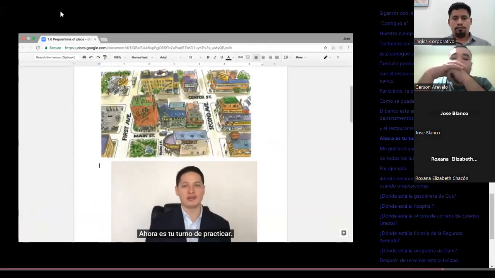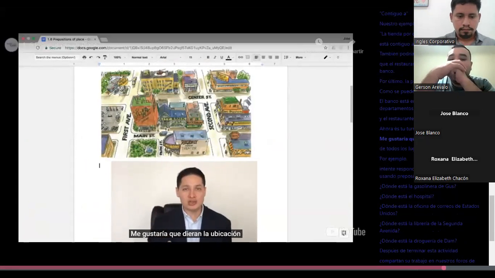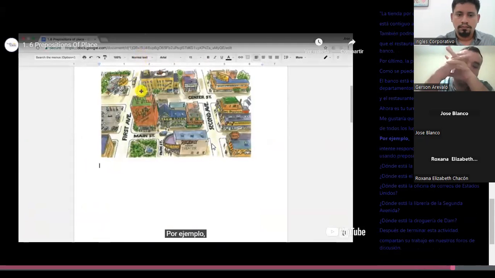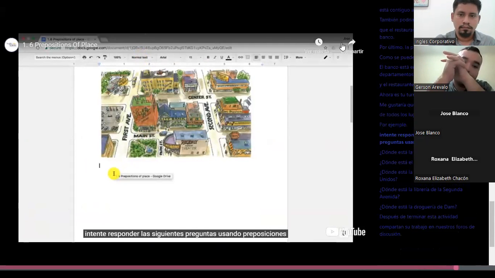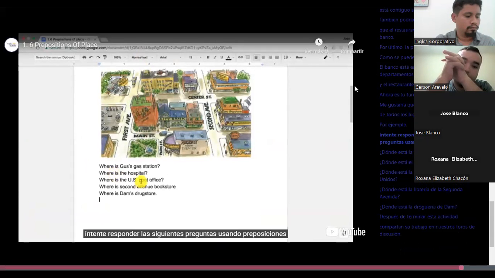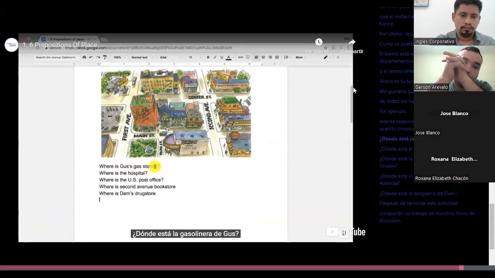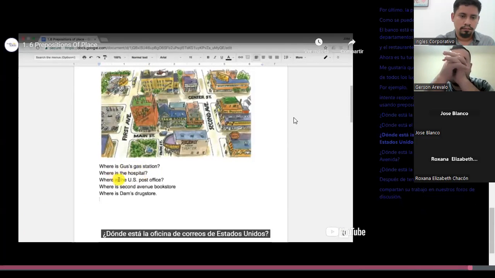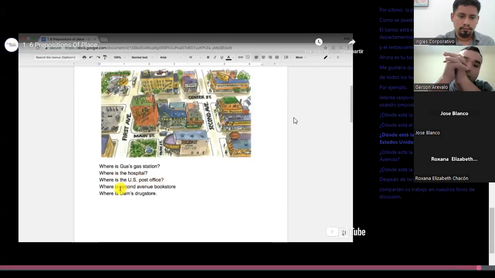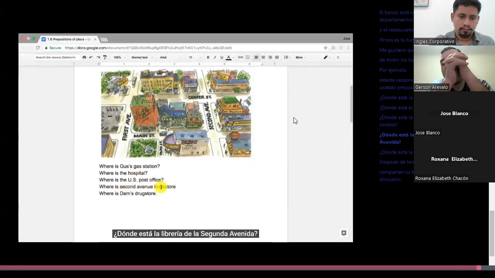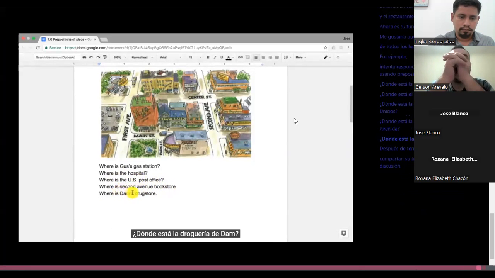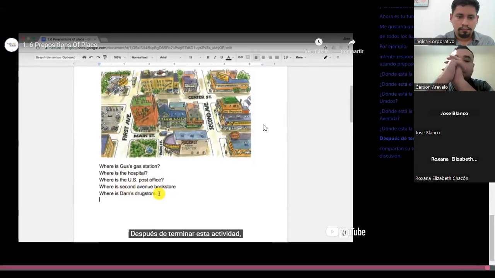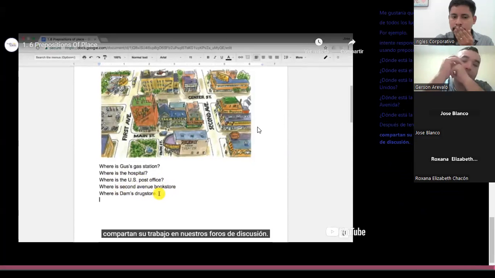Now it's your turn to practice. I would like for you to give the location of all the places on this map. For example, try to answer the following questions using prepositions. Where is Gus's gas station? Where is the hospital? Where is the U.S. Post Office? Where is Second Avenue Bookstore? Where is Dam's Drugstore? After you finish this activity, share your work in our discussion forums.